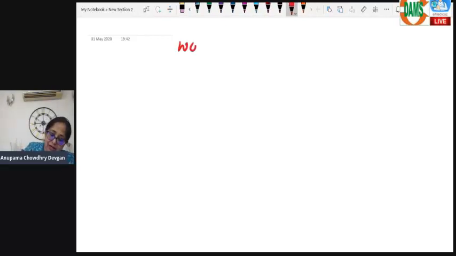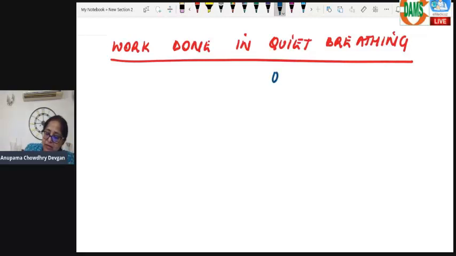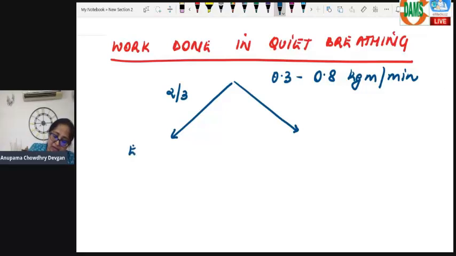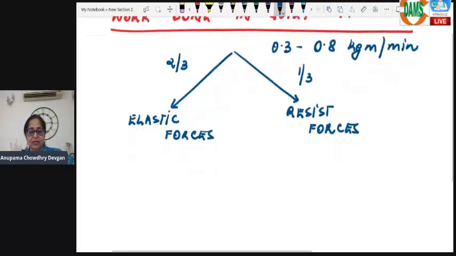So let's have a look at work done in quiet breathing. What is work done? The work done in quiet breathing is 0.3 to 0.8 kg per minute. Two thirds of the work done is against the elastic forces, and one third of the work done is against the resistance forces.